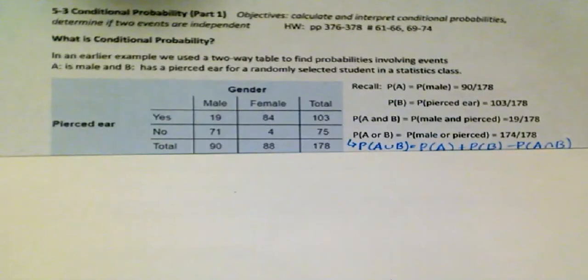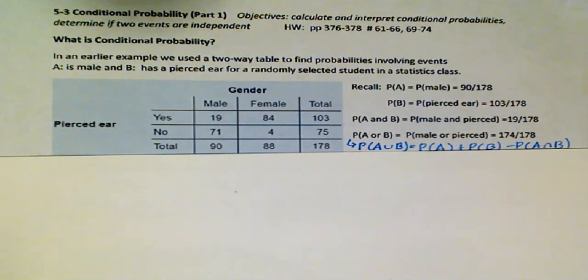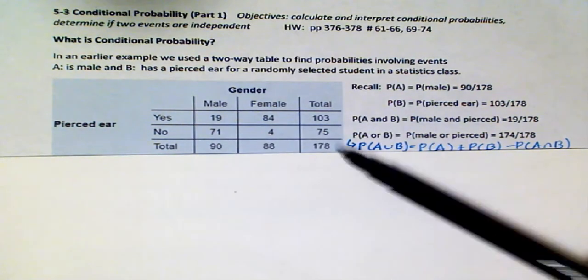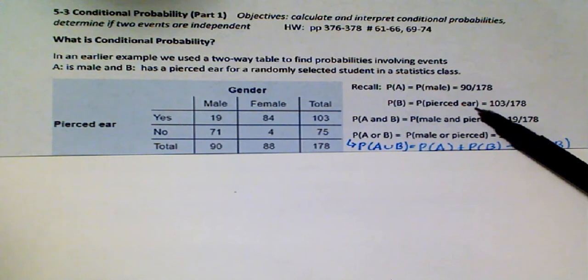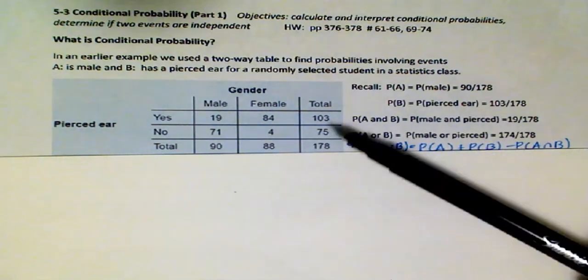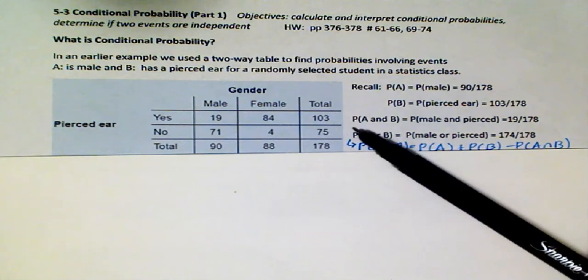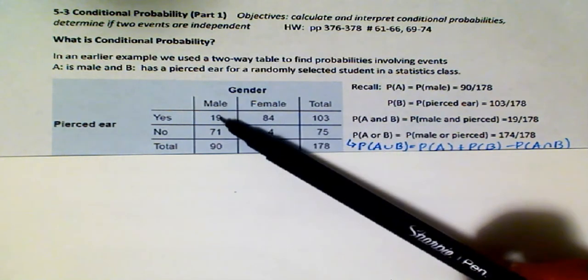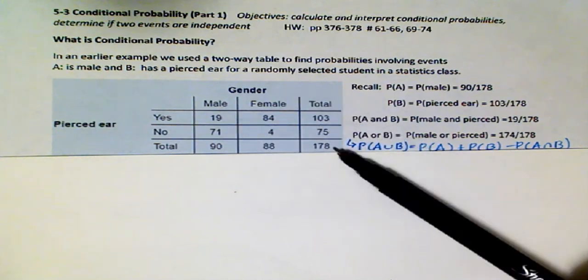So in an earlier example, we used a two-way table to find probabilities involving events. We're going to let A be the person is male, and B, this is the pierced ear problem, the person has a pierced ear, for a randomly selected student in a statistics class. So recall, how do you find the probability of A? That's the probability that he is male, so it is 90 out of 178. What's the probability that the person selected has a pierced ear? 103 out of 178. What's the probability of male and pierced ear? Here's your male pierced ear, so it'd be 19 out of 178.